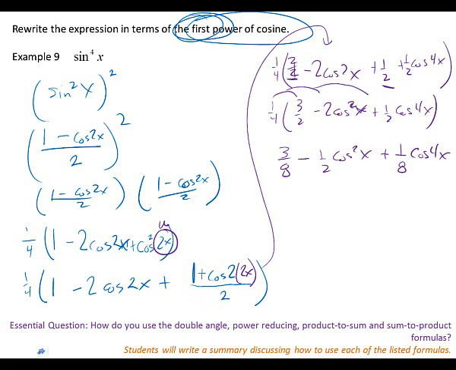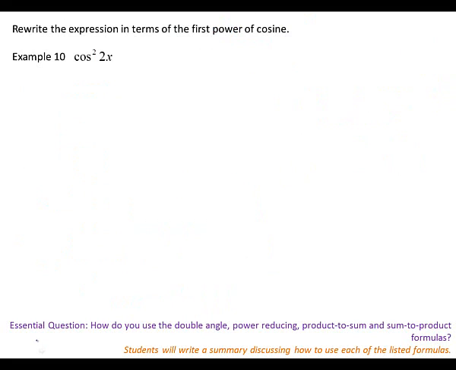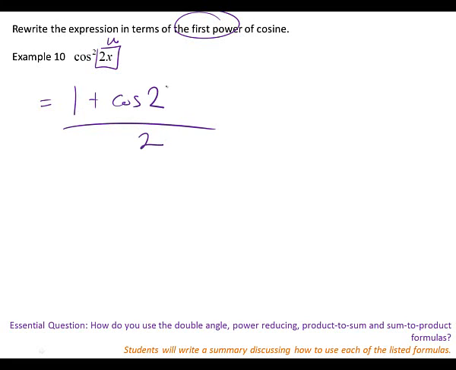Let's look at the next one here. It says rewrite the expression in terms of the first power of cosine again, so I've got to get this replaced. Remember, this is the u. So what does cosine squared turn into? What does the formula say? 1 plus cosine 2u over 2. What am I going to put in for the u spot? 2x. Whatever's in here.